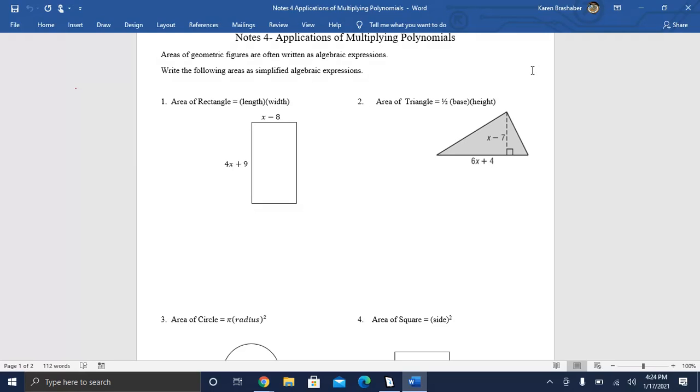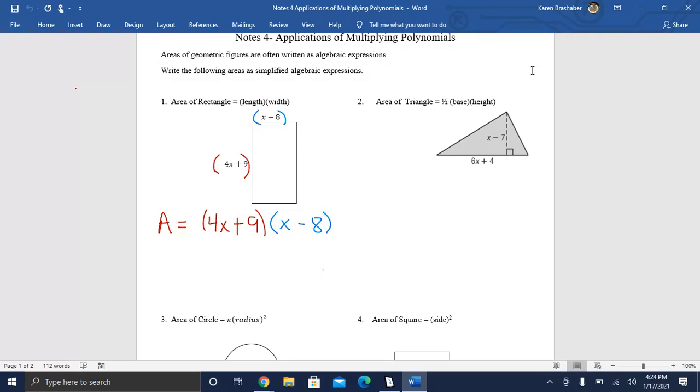width. So as we do our work, we'll take A equals, and then we can use the 4x plus 9 as the length. And we'll put that in parentheses. And we'll multiply that by the x minus 8 as the width.